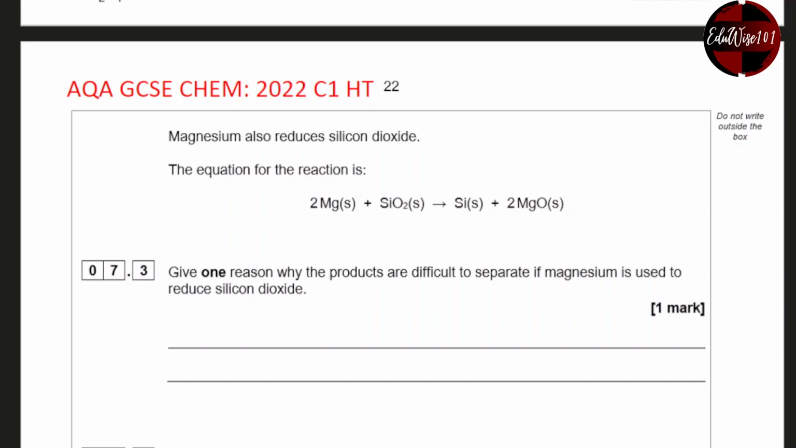Magnesium also reduces silicon dioxide. The equation for the reaction is 2 magnesium (solid) plus silicon dioxide (solid) again gives you silicon (solid) plus 2 magnesium oxide (solid). Give one reason why the products are difficult to separate if magnesium is used to reduce silicon dioxide.